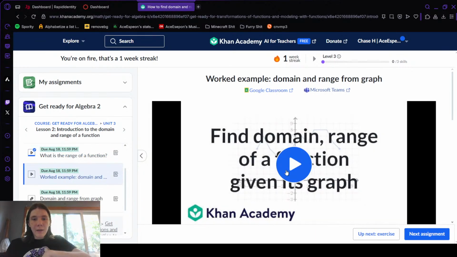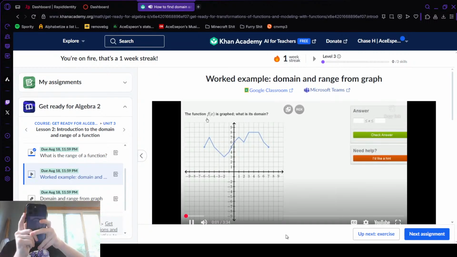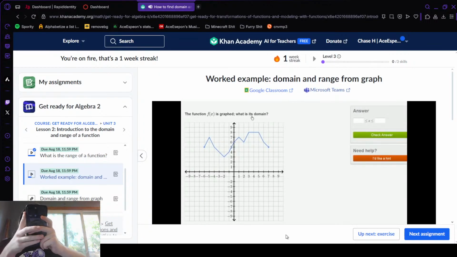The function f of x is graphed. What is its domain? So the way it's graphed right over here, we could assume that this is the entire function definition for f of x. So for example, if we say, well, what does f of x equal when x is equal to -9? Well, we go up here, we don't see it graphed here. It's not defined for x equals -9 or x equals -8.5 or x equals -8. It's not defined for any of these values. It only starts getting defined at x equals -6. At x equals -6, f of x is equal to 5.